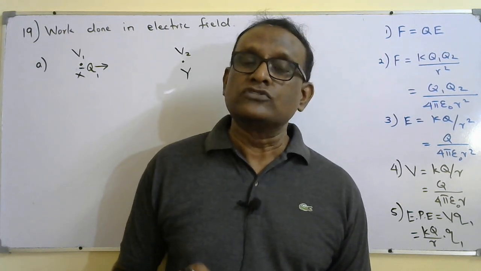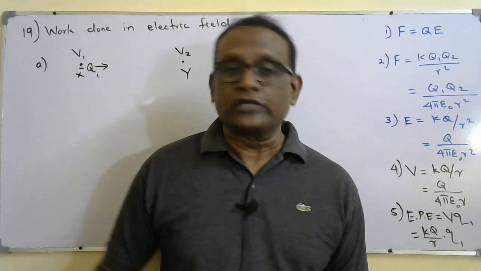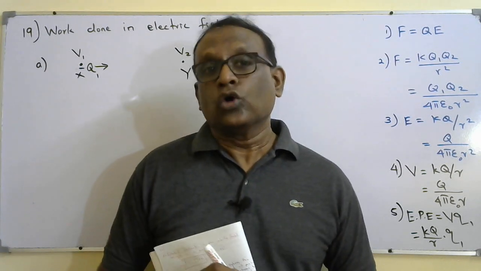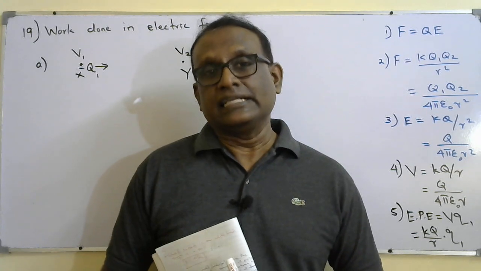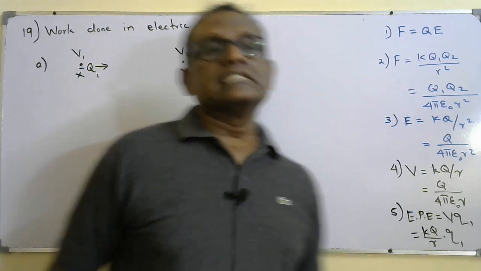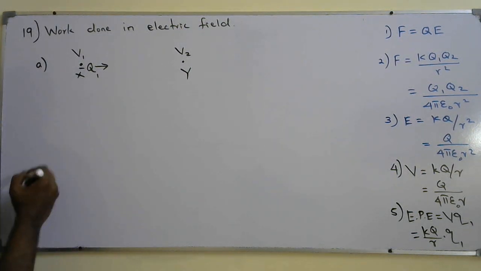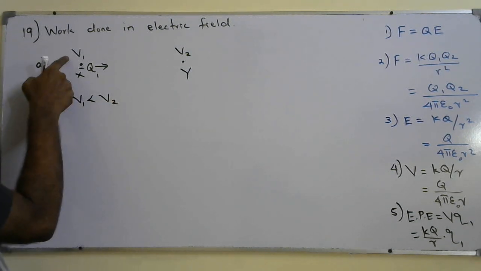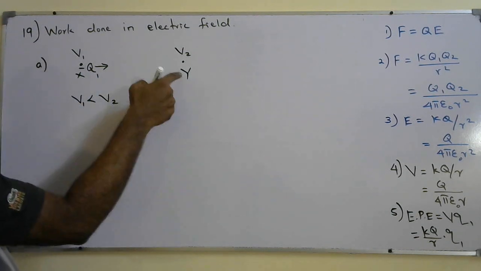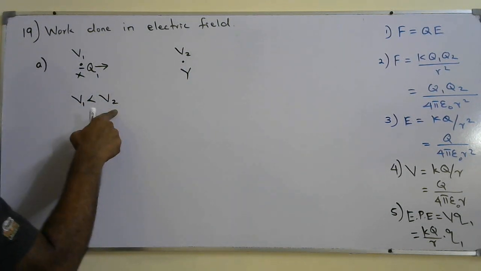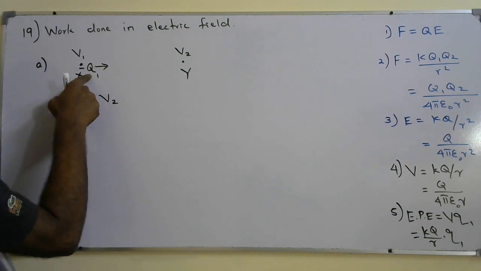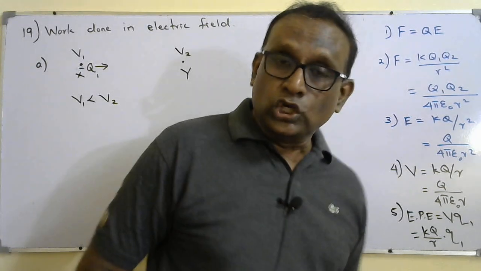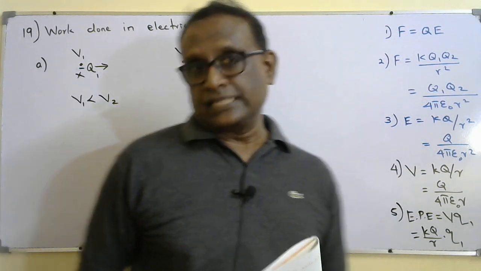Say for example, this is a negatively charged particle. So if I say V1 less than V2, the point X has lower potential, point Y has higher potential, then the negatively charged particle, when it moves from X to Y, will gain kinetic energy and it will lose electrical potential energy.